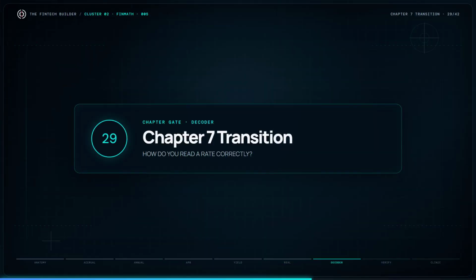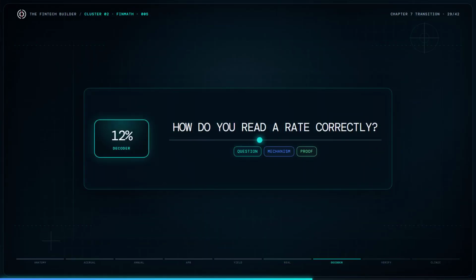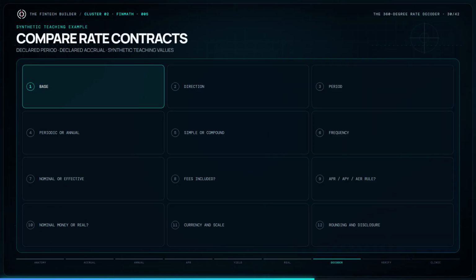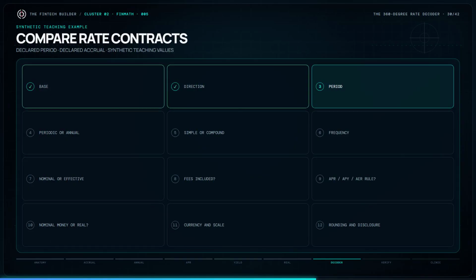We will now combine every distinction into one practical checklist for comparing financial products. When a product shows a rate, ask these questions in order. What amount or balance is the base?